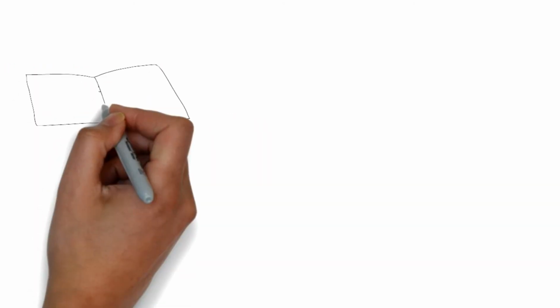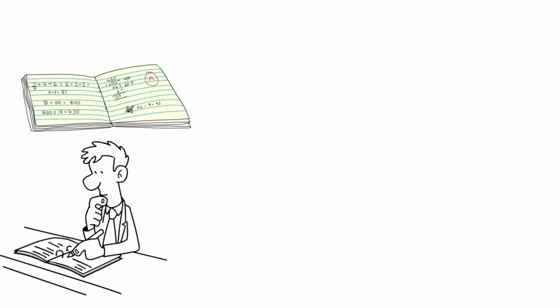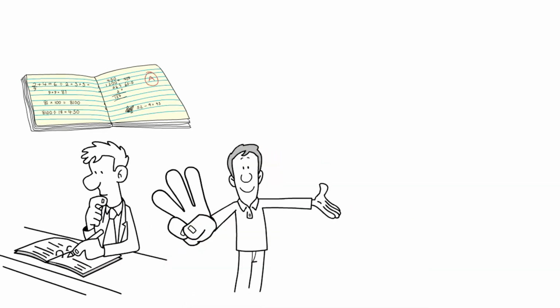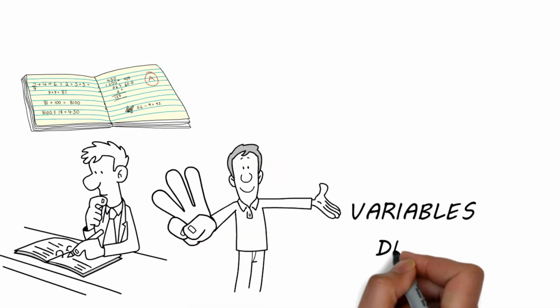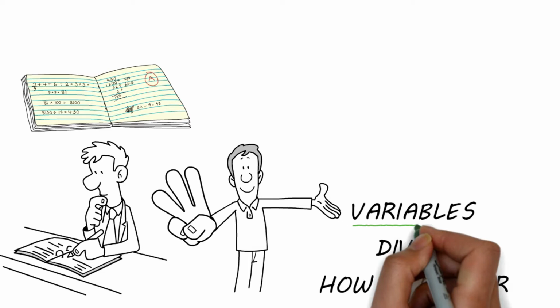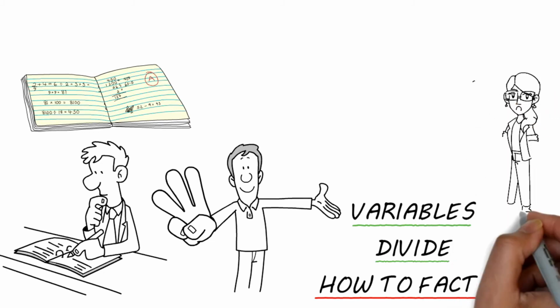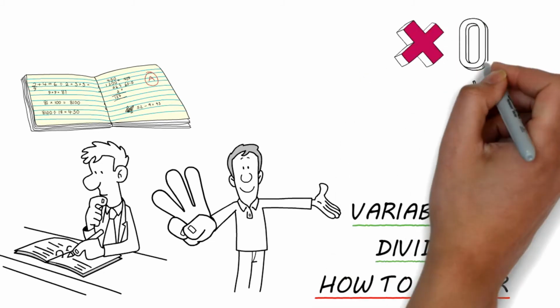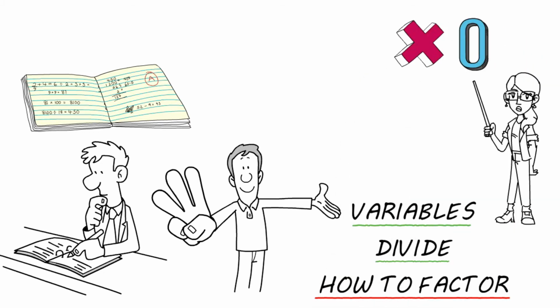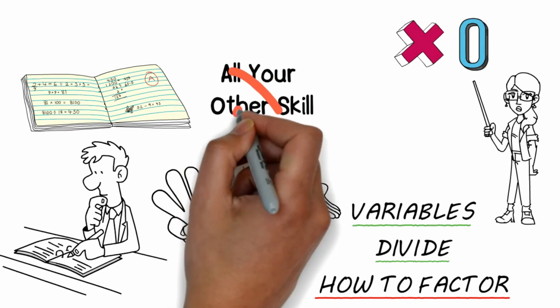And this principle happens with math problems as well. Suppose you're working on a math problem which requires three skills. You need to know variables, you need to know how to divide, and you need to know how to factor. Well, in your current situation, you know variables and dividing quite well, but you have no clue how to factor. This is an example of multiplying by zero. Your weakest link, in this case factoring, cancels out all your other skills for this problem.